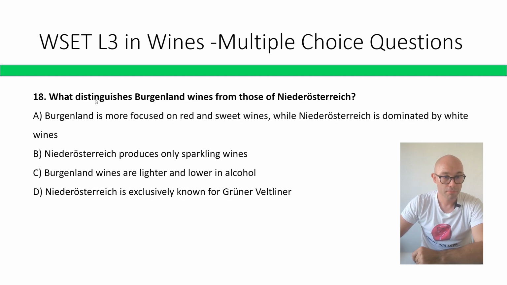What distinguishes Burgenland wines from those of Niederösterreich? Burgenland is more focused on red and sweet wines, while Niederösterreich is dominated by white wines. Niederösterreich produces only sparkling wines. Burgenland wines are lighter and lower in alcohol. Niederösterreich is exclusively known for Grüner Veltliner. The correct answer is A. Burgenland is more focused on red and sweet wine production, while Niederösterreich is dominated by white wines.